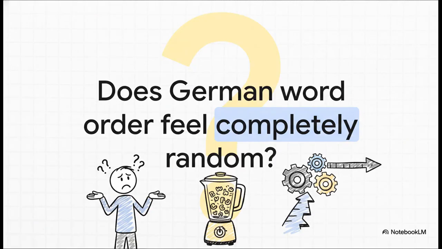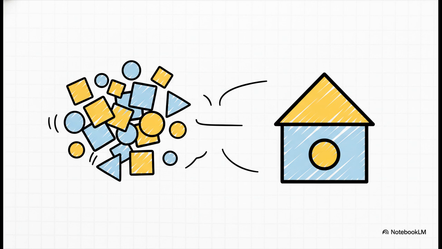You know that feeling when you look at a German sentence and it just seems like they threw all the words into a blender and hit puree? Yeah, you're not alone, I promise. It's a super common feeling. But what if I told you it's not random at all? That's right, it's not chaos, it's a system. A really, really logical system.